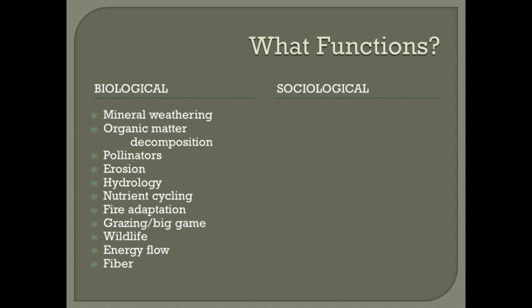It could be mineral weathering, conversion of rock into soil, organic matter decomposition. Maybe it's a role with pollinators, either in providing them food or providing them habitat for breeding, whether it be above ground breeding areas or below ground breeding areas. Controlling erosion, providing for clear, clean, and abundant water, cycling nutrients, being adapted to fire, providing material for grazing, whether it be cattle or big game, providing habitat for other critters, energy flow, and if we're talking about forest, maybe we're talking about fiber and the production of wood for wood products.